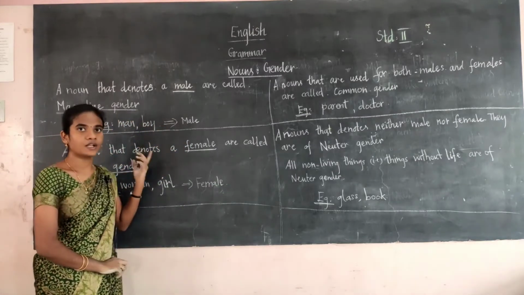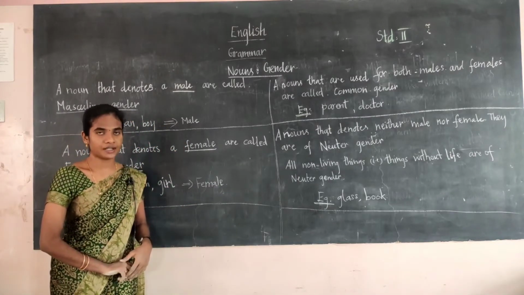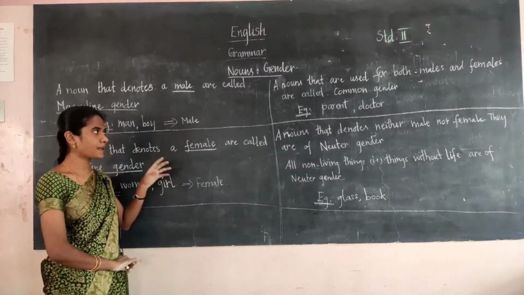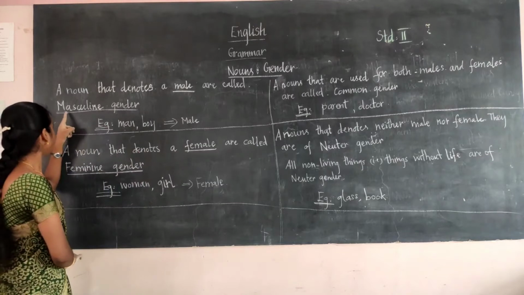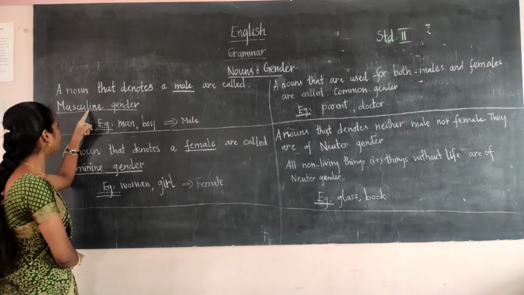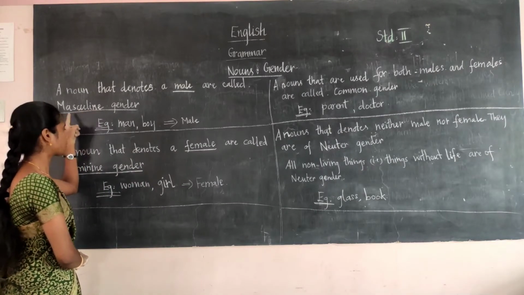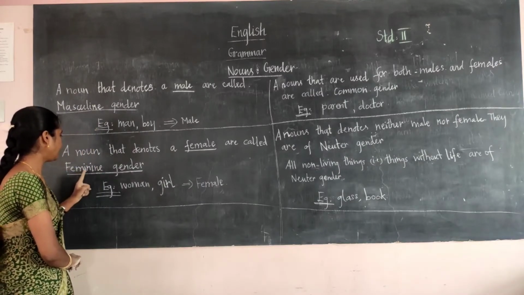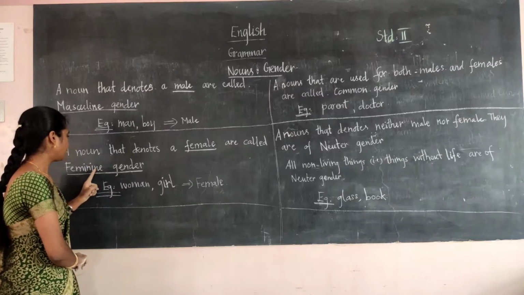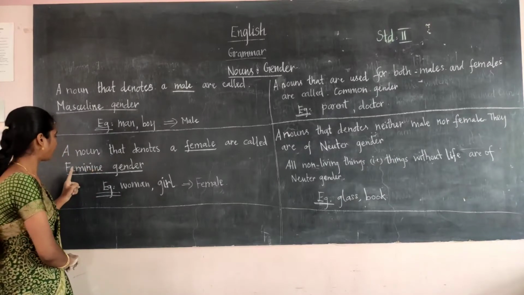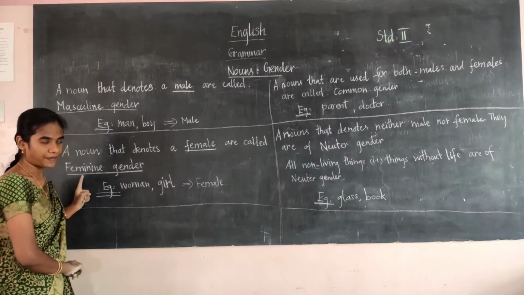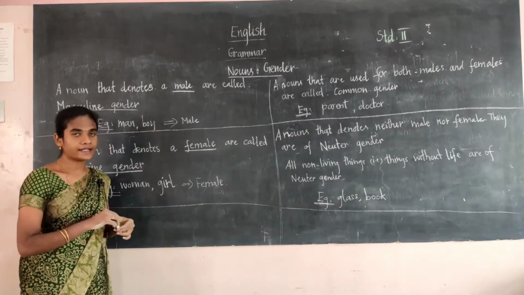If a noun denotes male, it is masculine gender. If a noun denotes female, it is a feminine gender. What's the spelling for masculine? M-A-S-C-U-L-I-N-E, masculine. What's the spelling for feminine? F-E-M-I-N-I-N-E, feminine. You have to write the correct spelling.